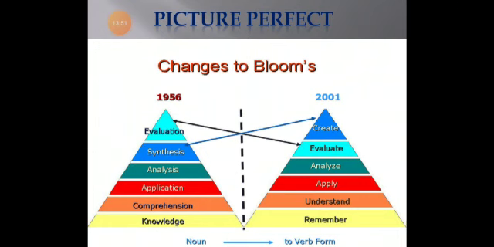Changes to Bloom's taxonomy. Here, as you can see, there are 2 pictures. The first picture is 1956, and this picture is showing us knowledge at the very lower level, then comprehension, application, analysis, synthesis, and evaluation. Now what is the change in 2001? In 2001, knowledge changed to remember, comprehension to understand, application to apply, analysis to analyze, synthesis to evaluate, and evaluation to create. Now these are the overall changes with the passage of time in Bloom's taxonomy.